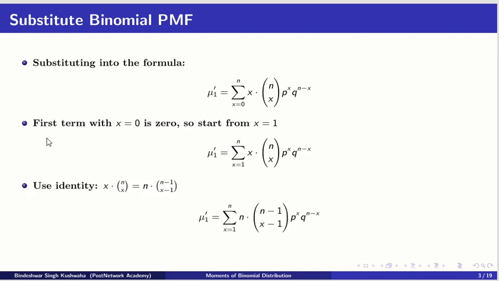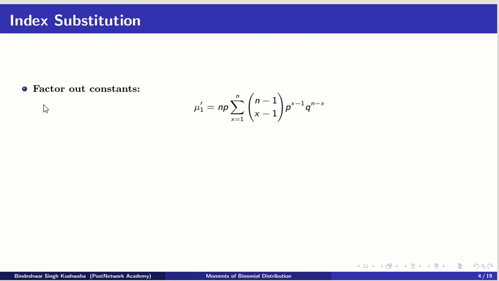Here we are going to use the identity and just apply it. So we will get mu1 prime, with n outside and this one. Now here we will take np out, and that expression we are left with.